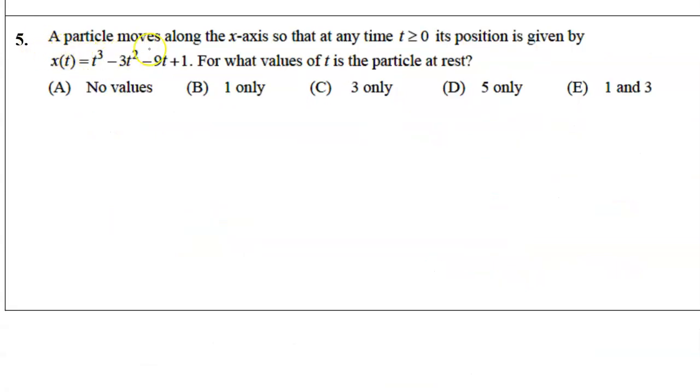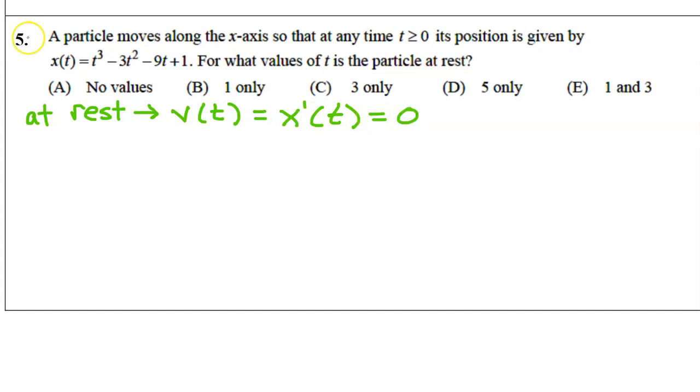Number 5, a particle moves along the x-axis so that at any time t greater than or equal to 0, its position is given by this function. For what values of t is the particle at rest? At rest implies that the velocity is equal to 0. And we know that the velocity is the derivative of the position function. So the derivative must equal 0. So let's take the derivative of the position function and set it equal to 0.